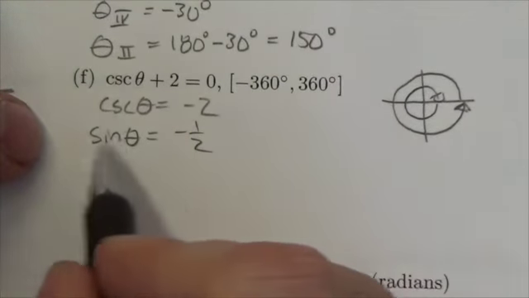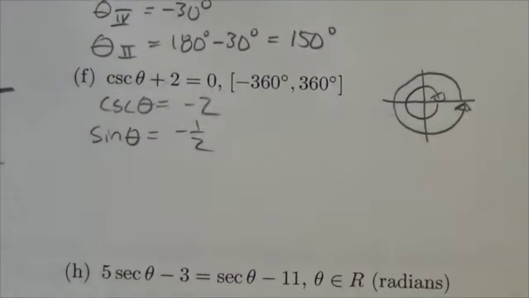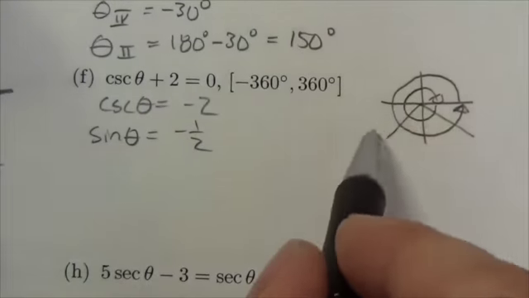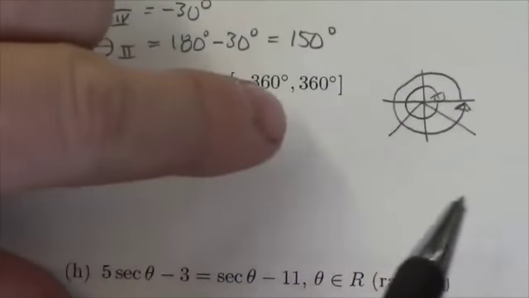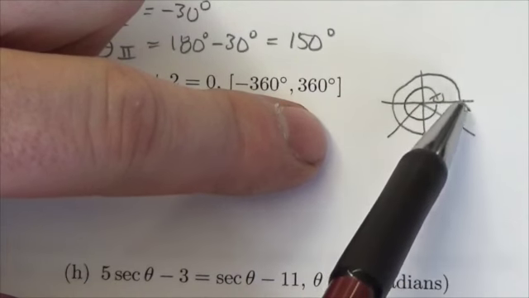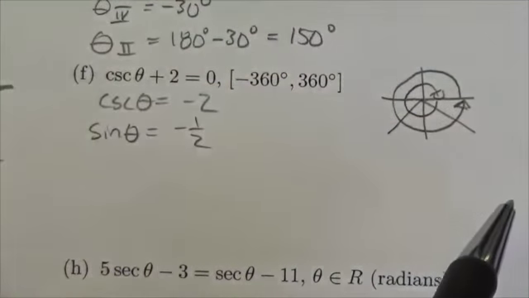Now, the sine ratio is negative. So what two quadrants is sine negative in? Well, it's negative down here in quadrants 3 and 4. So here are my 4 angles there. I've got 2 along the negative rotation, 2 along the positive rotation.